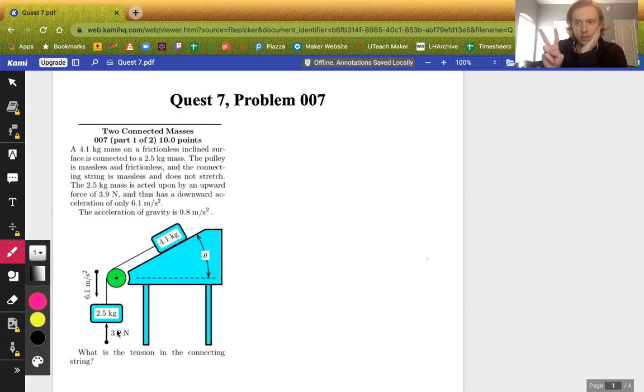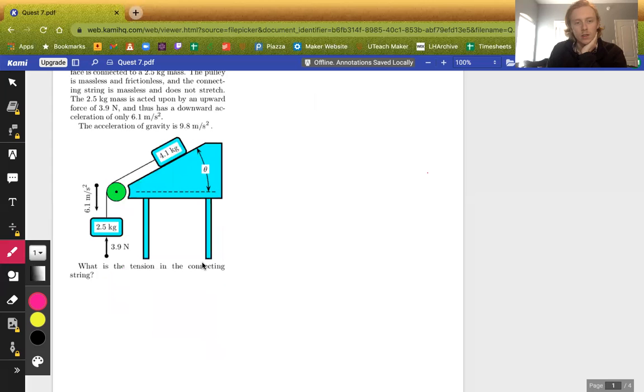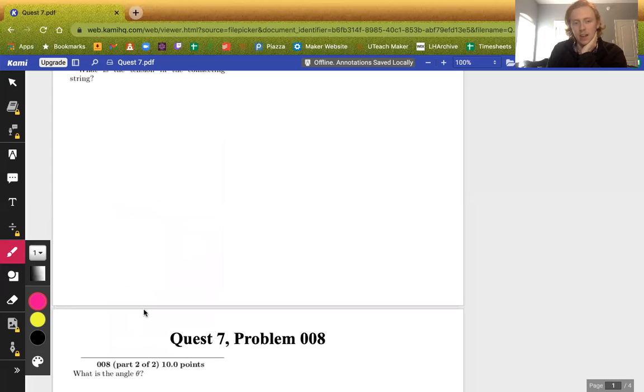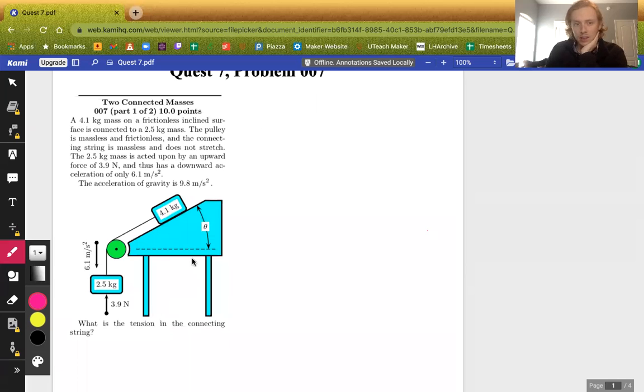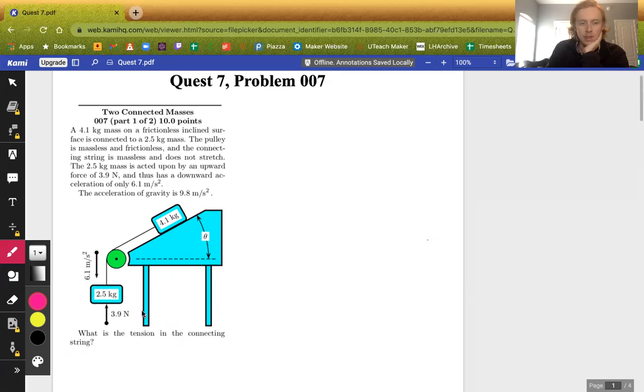I can do it two ways. The first way is to look at the hanging mass, which is the easier one. The second way is to look at this one, but we can't do that yet because we're not given this angle. Finding that angle is question 8 down here. So we don't know enough about the inclined block yet, and we have to use the hanging mass.